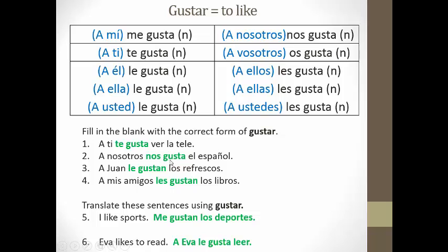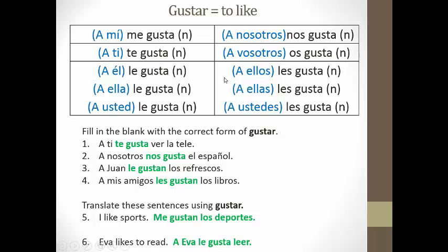Okay, repasemos. Number 2, we like Spanish. Nos gusta. 3, Juan likes soft drinks. Le gustan. 4, my friends like books. Les gustan. Okay, first translation, I like sports. Me gustan los deportes. And 6, Eva likes to read. A Eva le gusta leer. Check your answer. We had a lot of people forget this last year. Did you remember the a here?